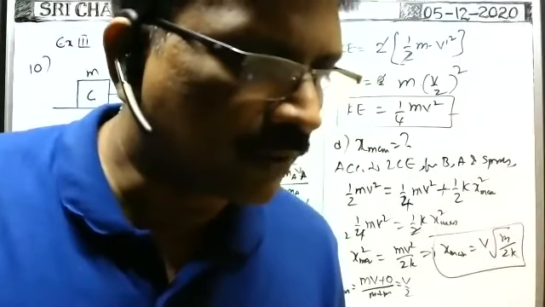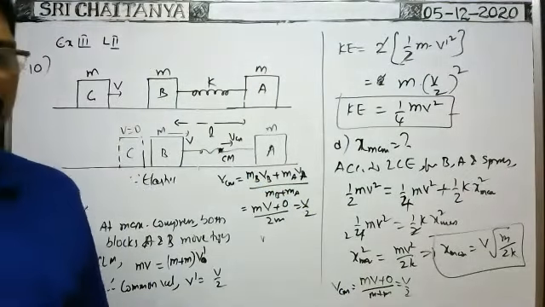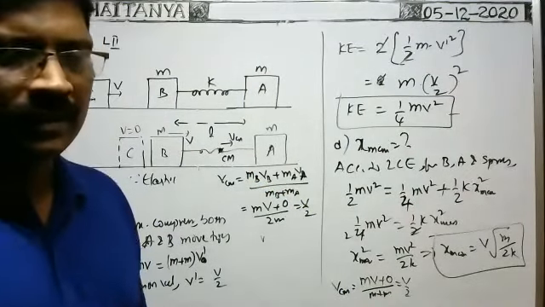Okay, you are right. Root mu by k you have written. Okay, Harshateja, you are good. That is correct, Harshateja.